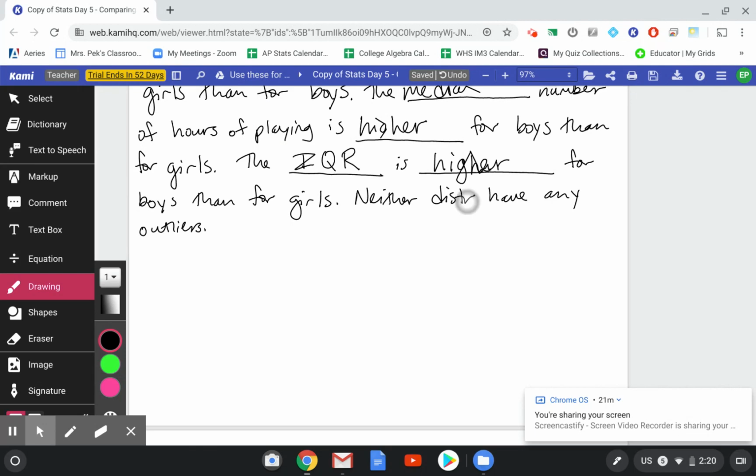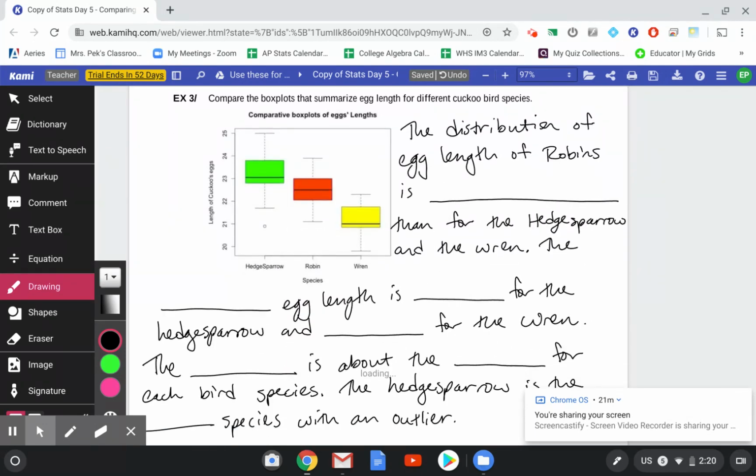All right, last example here. We have 3 box plots to compare. And box plots are sometimes a little more difficult to talk about shape with, especially, so we'll chat about that for a sec. All right, the distribution of egg length of robins is, and so if you look at the shape, the robins are really symmetric, but the wrens are a little skewed. It's hard to tell which direction. The hedge sparrows, again, have that outlier and are a little skewed. So I'm just going to say that the robin is more symmetric than the hedge sparrow and the wren. So that takes care of the comparison between the shapes.